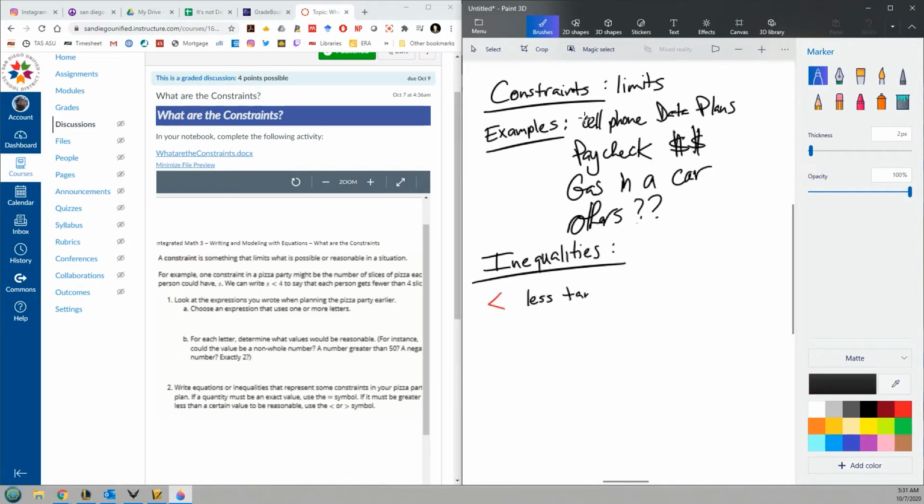And then we have inequalities, which you've seen before. The first one is less than. So 4 is less than 5. Next one is greater than. 10 is greater than 4.